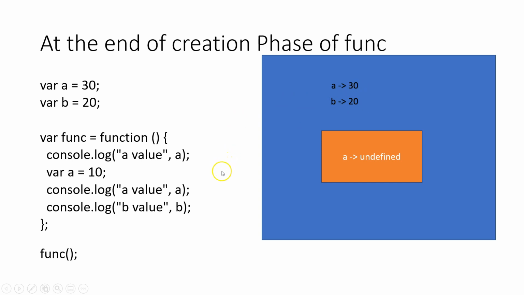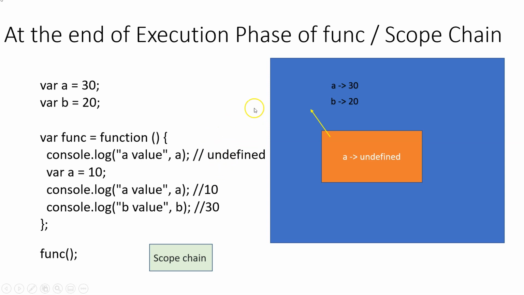Now let us move to the execution phase of the function. When it goes to the execution phase and starts executing line by line, you will see the value of a as undefined, because in the creation phase a was set to undefined, right? So it is undefined here, and here I am setting the value of a to 10. So a will be defined with 10. In the next line, a is becoming 10.